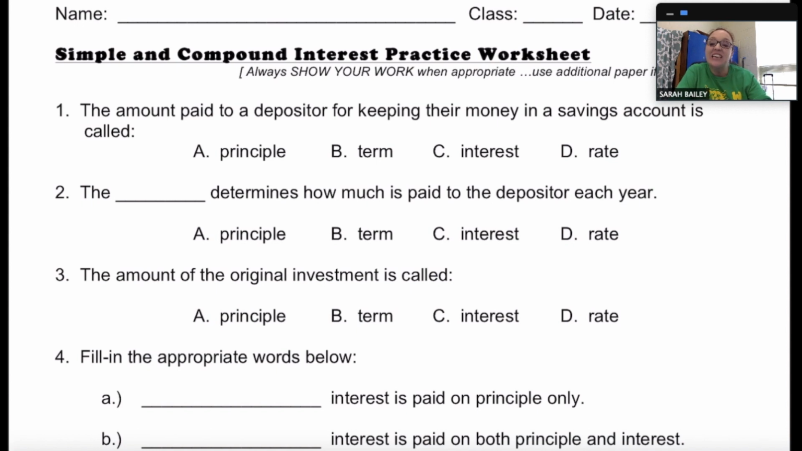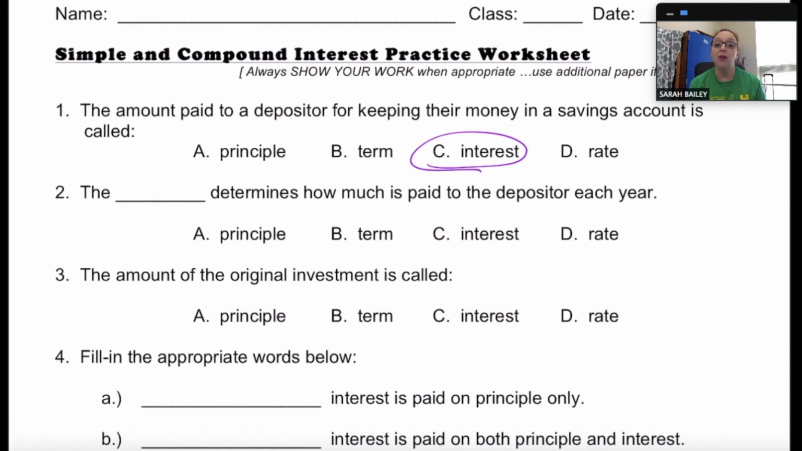Hi. In today's lesson, we're going to talk about simple and compound interest. So let's get right into it. The amount paid to a depositor for keeping their money in a savings account is called the interest. And so the depositor would be you. You have put money into a savings account, and the amount of money that you get paid just for putting your money into that account, that's the interest.